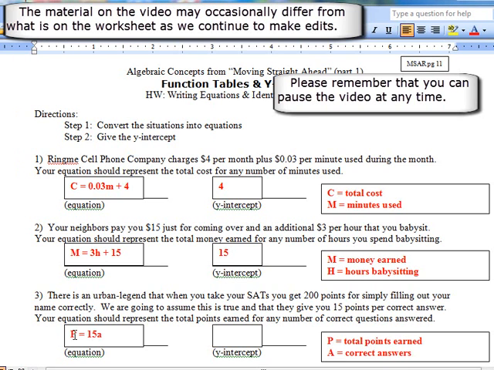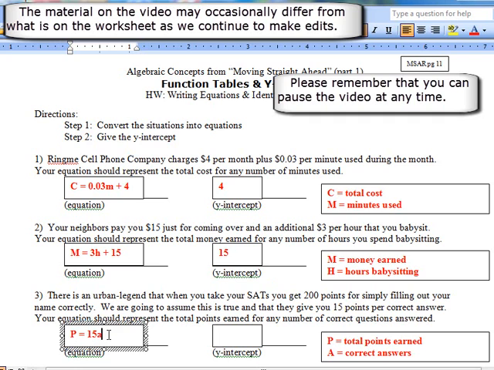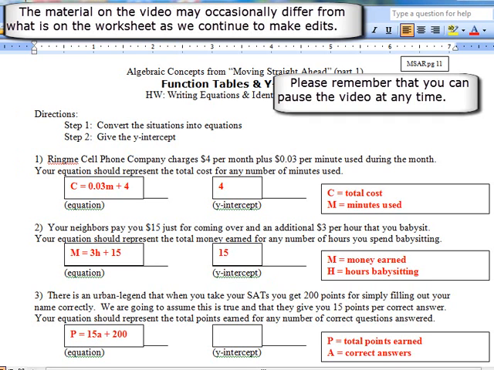So for my total points, I'm going to get 15 points per correct answer. So if I answered 10 questions, I would get 10 times 15 for 150 points. However, according to this legend here, you get 200 points for simply filling out your name. So my points would be 15A plus 200, assuming you know your own name. So the y-intercept for this problem, what's being added to the equation? 200. So the y-intercept is 200.